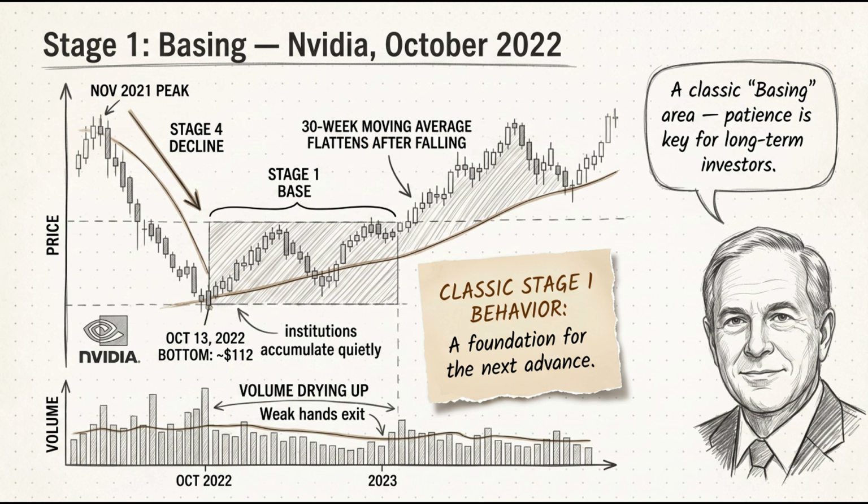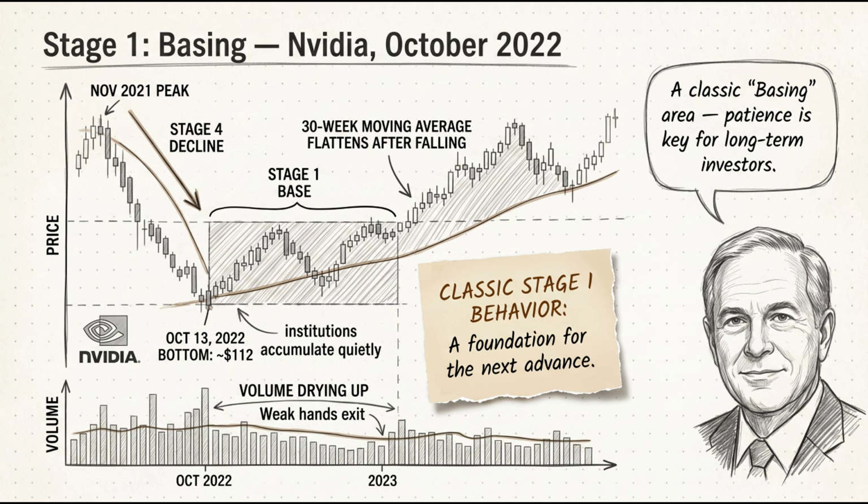For the next several months, price moved sideways in a range, while the 30-week moving average flattened after falling. Volume dried up compared to the distribution phase. This is classic Stage 1 behavior. Weak hands exit, institutions accumulate quietly, and the stock builds a foundation.